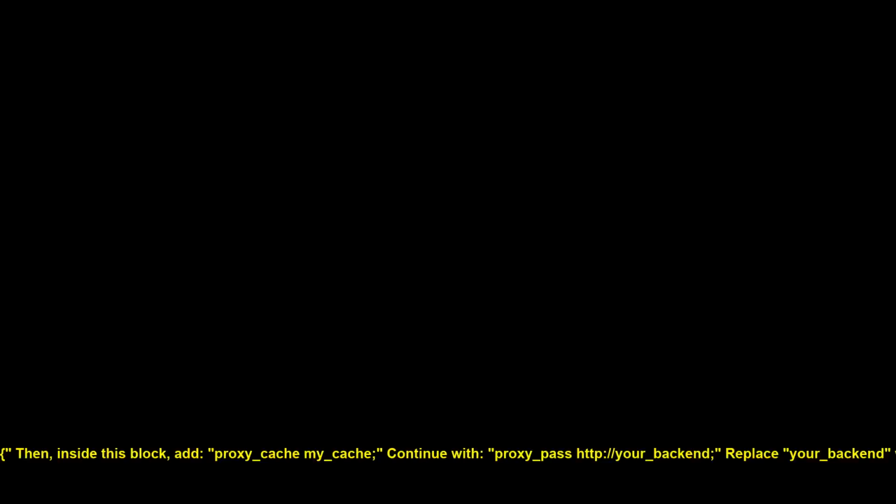Now, set appropriate permissions on this directory. Use the command chown -R www-data:www-data /var/cache/nginx. Next, configure caching for specific server locations. Within your server block, add location /, then, inside this block, add proxy_cache my_cache.